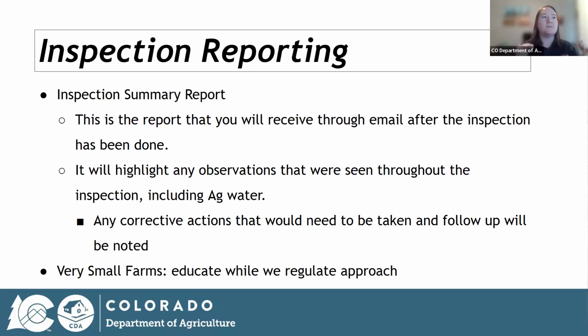It would highlight those observations, not only for ag water, but anything found on your farm. But since we're ag water focused right now, that's what we're talking about. And then as far as corrective actions, that's going to be between you and your inspector.